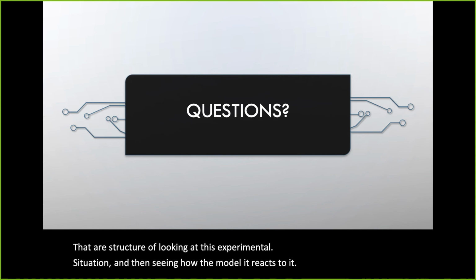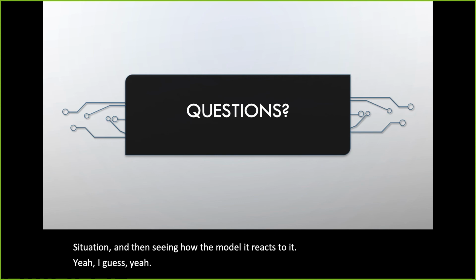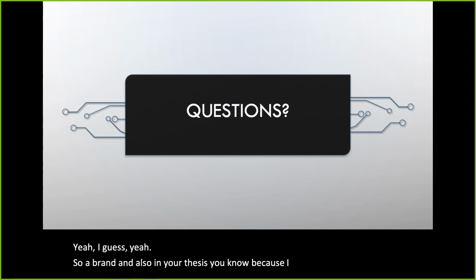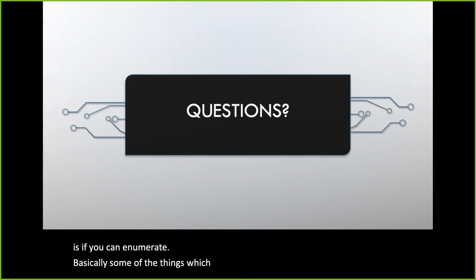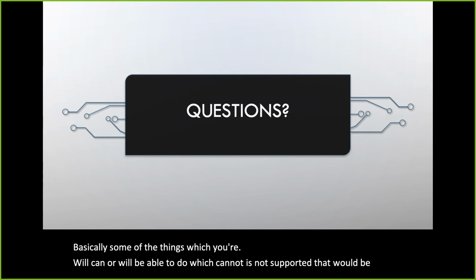Yeah, I guess. So, Brant, also in your thesis, because I think the Carnegie Mellon module that you talked about is the closest, right? What would be nice is if you can enumerate explicitly some of the things which your system will be able to do, which is not supported. That would be great, actually. Yeah, we can definitely do that.